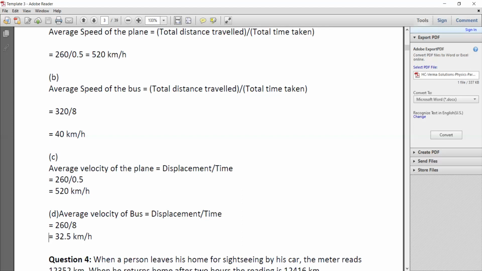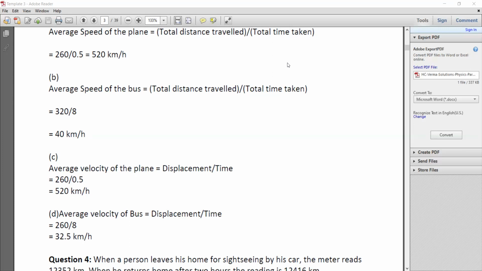This solution correctly calculates the average speed and average velocity for both the plane and the bus. The average speed is the total distance traveled divided by the total time taken, while the average velocity is the displacement, the straight line distance from start to end, divided by the total time taken.